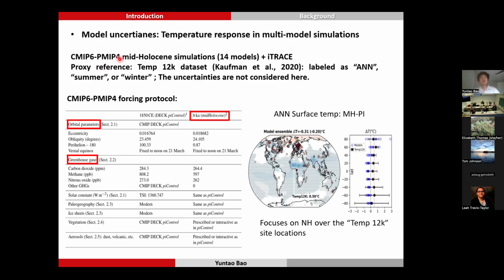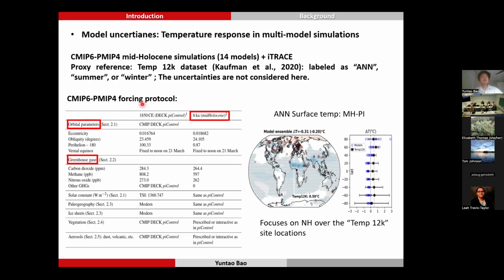In addition to the models, we have to find a reference too. So we have a new proxy reference called the Temp12k dataset from Kaufman. The advantage of this dataset is that it incorporates different sources of proxies, and it also explicitly labels whether the temperature is annual mean, summer, or winter temperature. So that will give us a good reference for our model simulations.